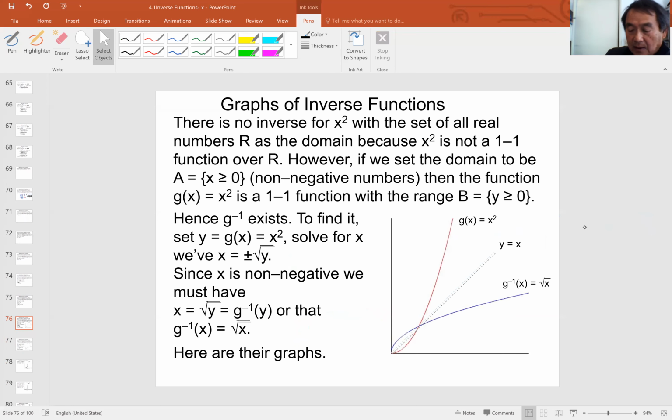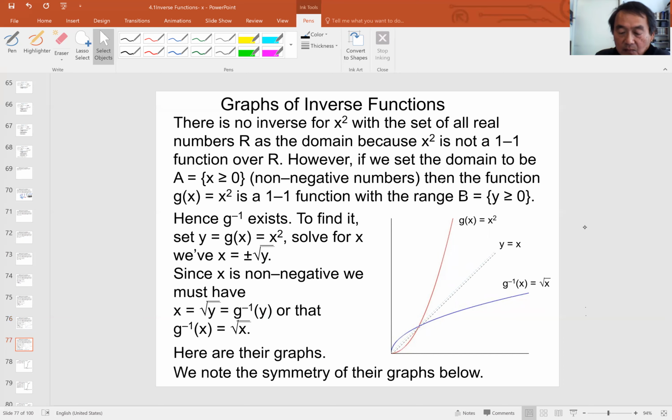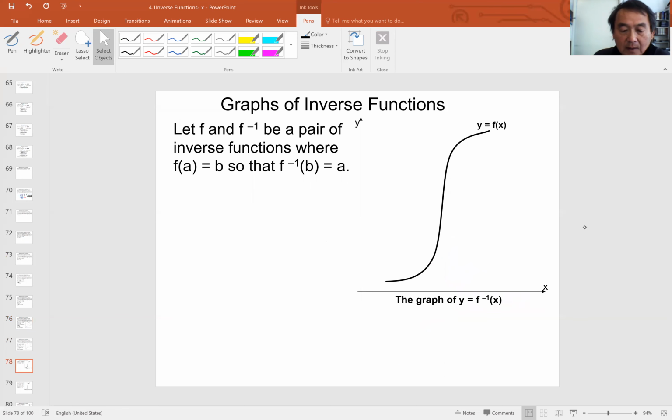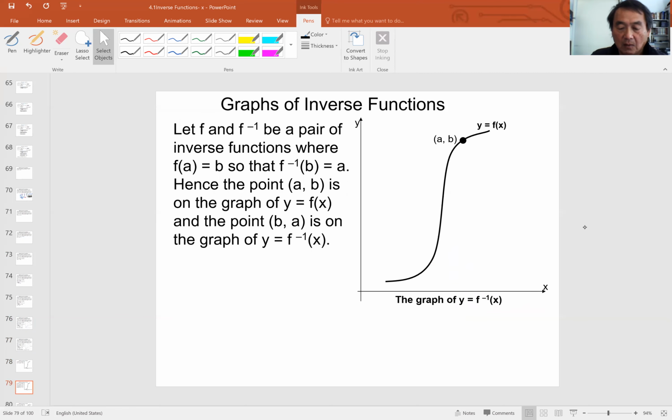Okay, and that's a graph of inverse functions. Okay. And if you look at it, it's symmetric. And you say, wait a minute, why is the inverse of x squared symmetric? Well, if you think about it, that's because the coordinates of one become the other's if we reverse them.